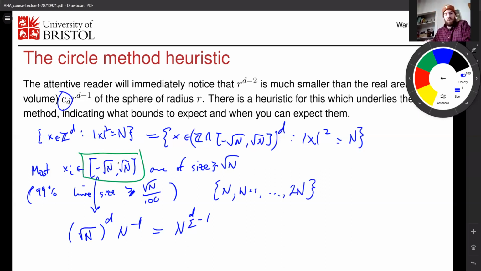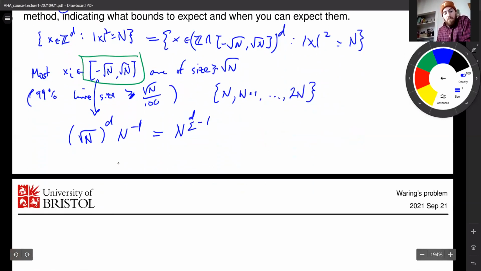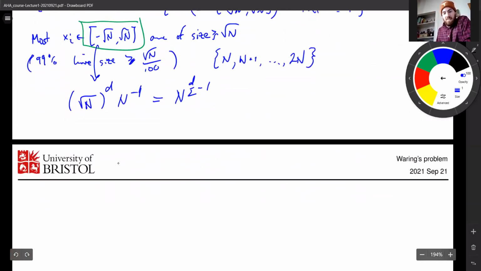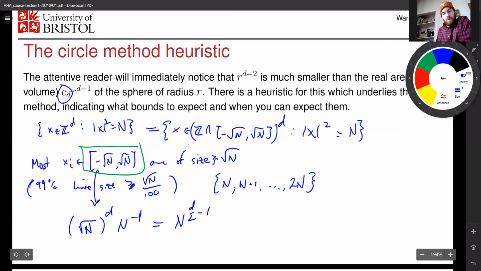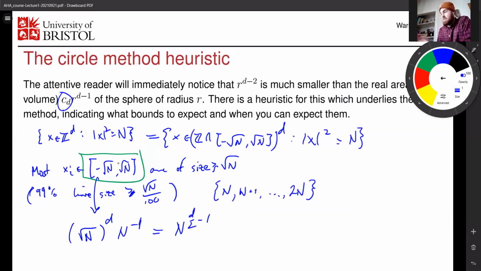But it turns out there are actual biases. This is just a heuristic. It's not at all a proof. I gave myself an extra page in case I needed to write more. Were there any questions on that heuristic?